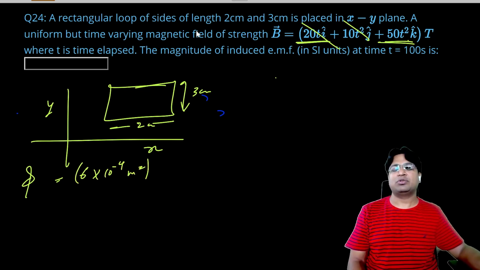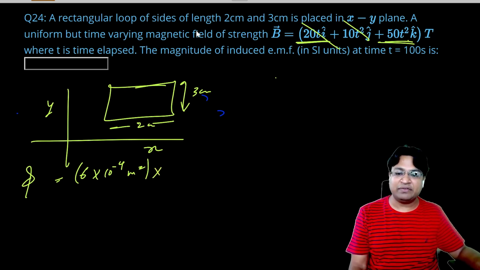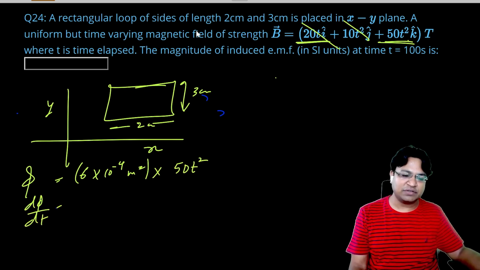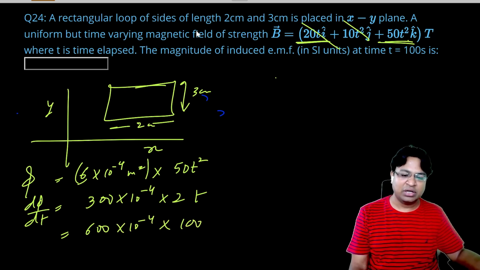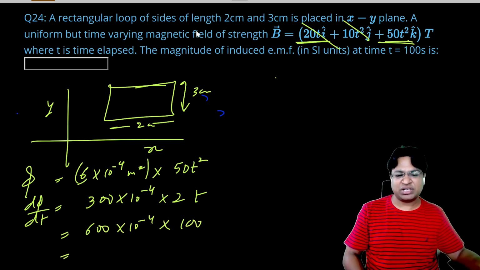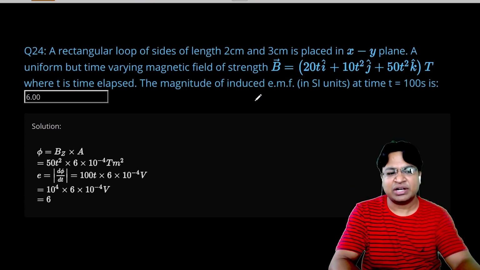2 into 3, 6 centimeter square has been converted into meter square, multiplied by the magnetic field, which is 50 into t square. So this is the flux. So the rate of change of flux is 6 into 50, 300 into 10 raised to power minus 4 into 2t. And now you put the value of t as 100 seconds. So this becomes 600 into 10 raised to power minus 4 into 100. 6 looks to be the correct answer. Yeah, let's check. Yeah, 6 is the right answer, everyone.